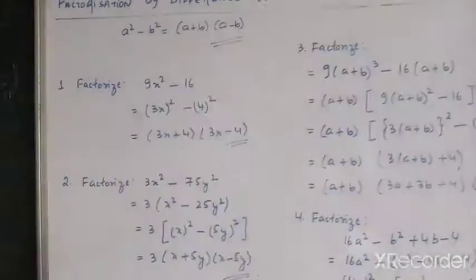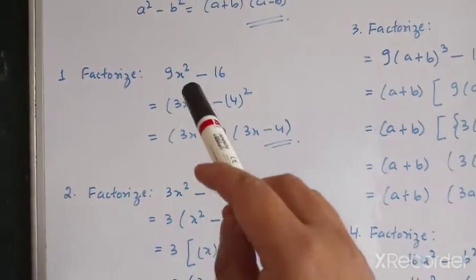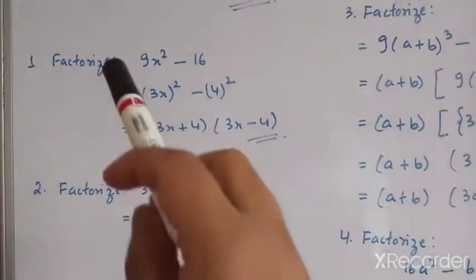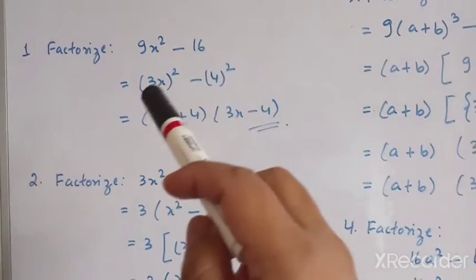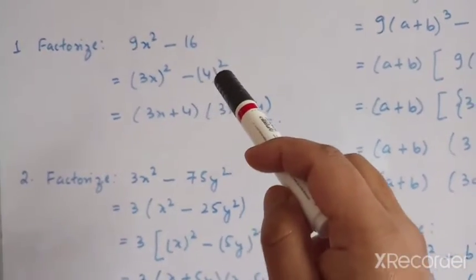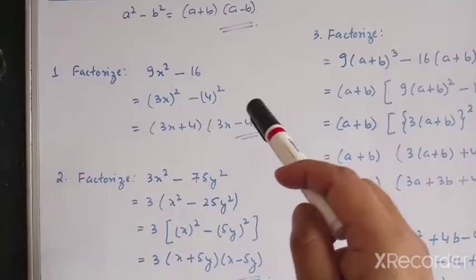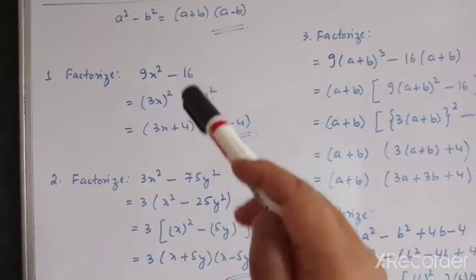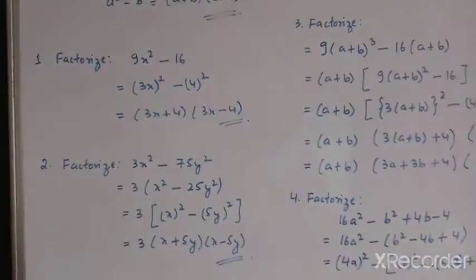Now let us check the questions one by one. Number one question is factorize 9x square minus 16. Whenever you get such a question, first of all you need to look for common factors. Here we do not find anything common. Now if you look at these two terms properly, both are perfect squares. Square of 3 is 9, square of x is x square, and square of 4 is 16, because 4 fours are 16. So according to the formula a square minus b square, which is equal to a plus b into a minus b.